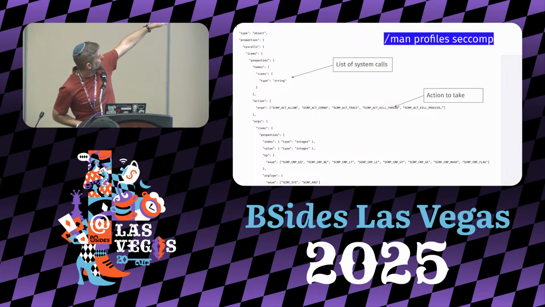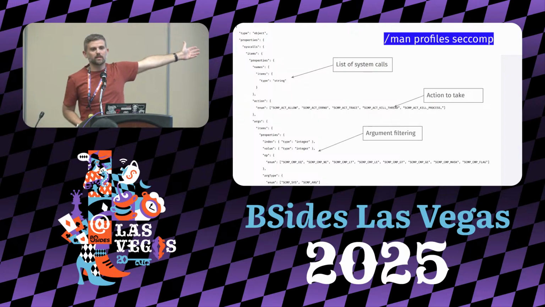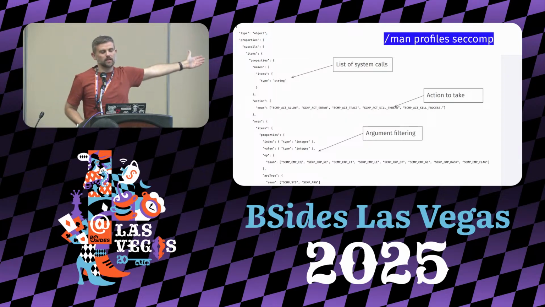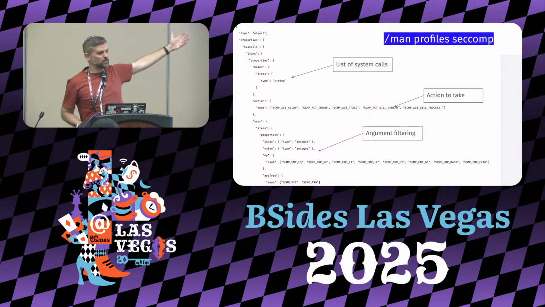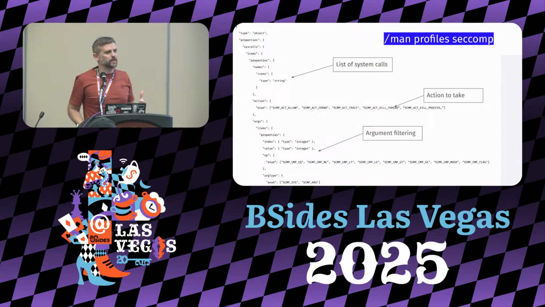So you have a specific system call, for example, close. You can define the action to take. You can define the argument filtering, where you apply this action only if there is a given argument to it. The argument filtering is super complex, and think about the following things.